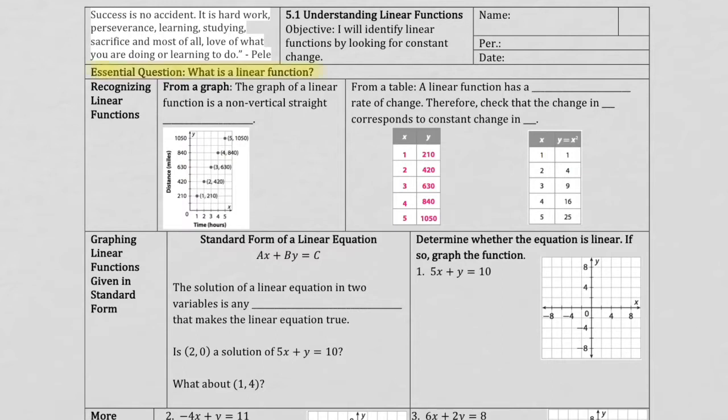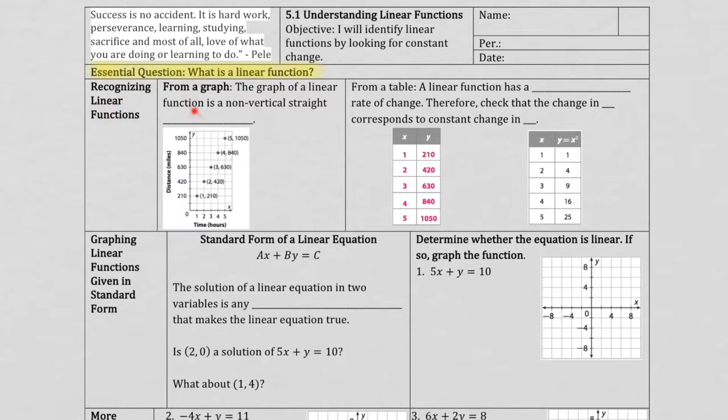So as always, I've gone ahead and highlighted the essential question, what is a linear function? Like I said, that is the main goal of today, that you will be able to identify what is linear and what is non-linear. Okay, so let's get started with this part right here first, recognizing linear functions.